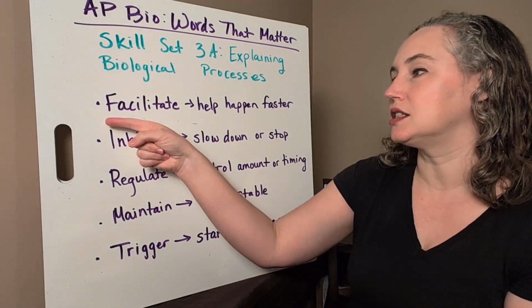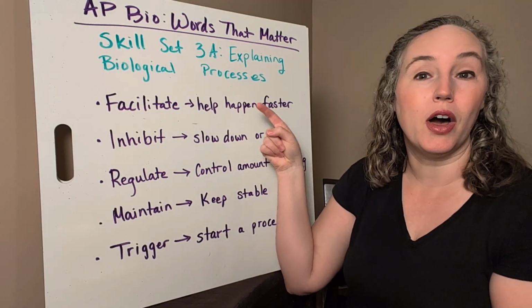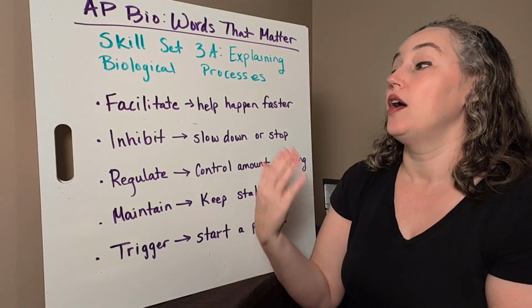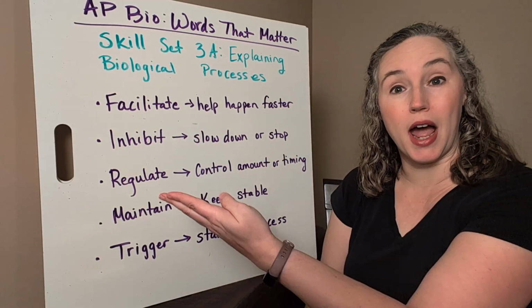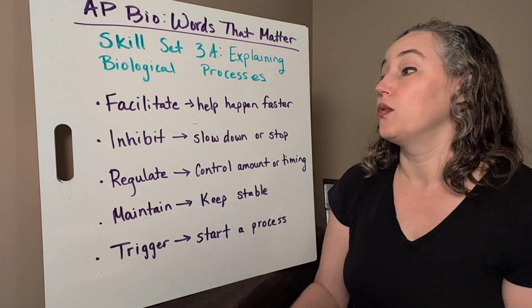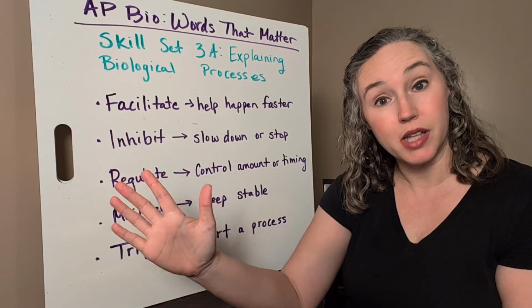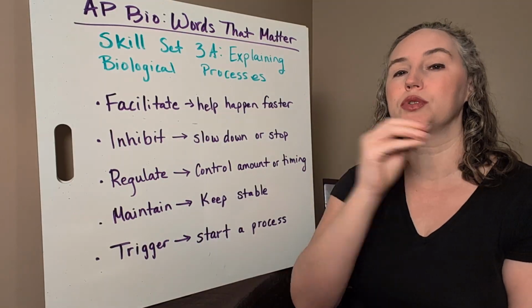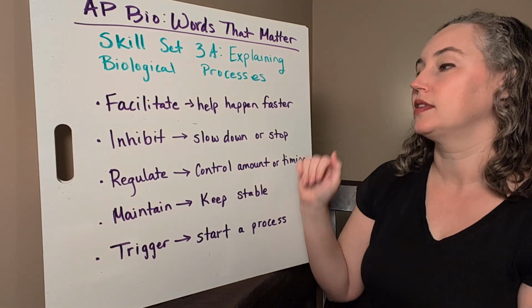Our first word today is facilitate. Facilitate just means to help happen or to help happen faster. An example would be enzymes help facilitate turning reactants into products. Right? Because enzymes are not a reactant themselves, but they help the transition from reactants to products happen faster.